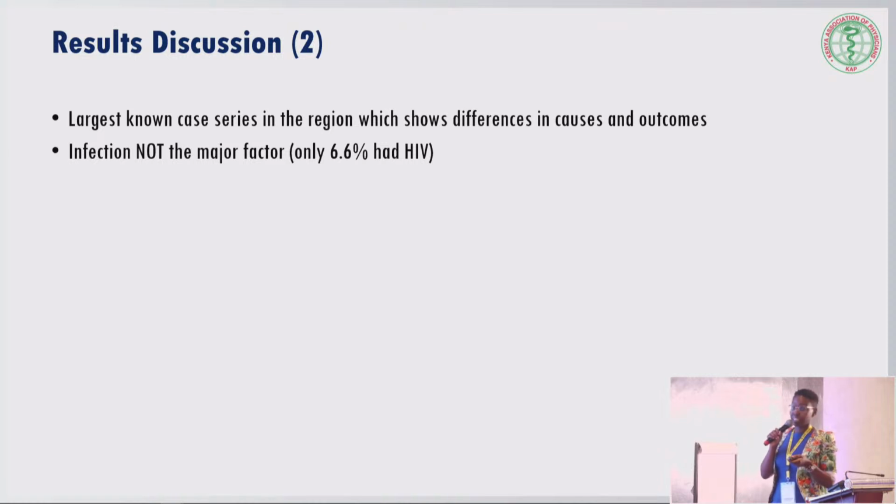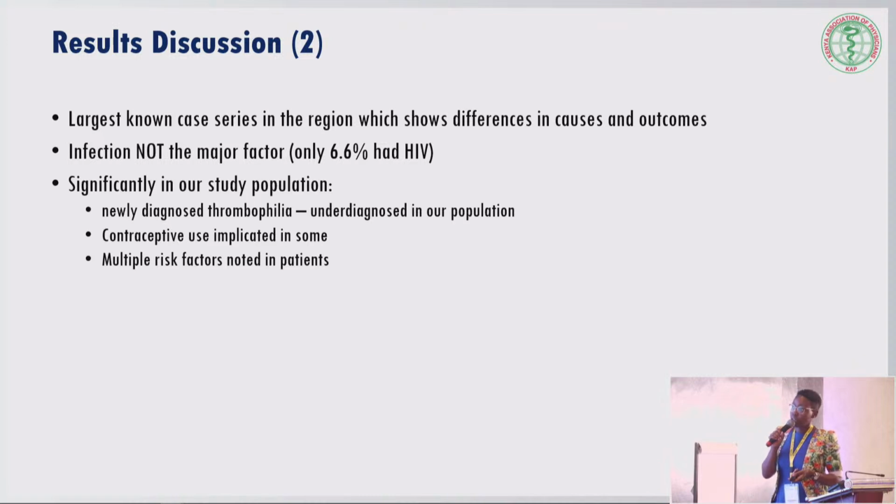So this is the largest known case series in the region. And we looked at both causes and outcomes, and we found that actually infection, unlike what the systematic review found, they found infection was there in 63%. We found in only 18% was not a major factor. What was of significance is that we had a significant number of patients who have thrombophilia. Contraceptive use was not really that much in our population, and multiple risk factors were noted in patients.